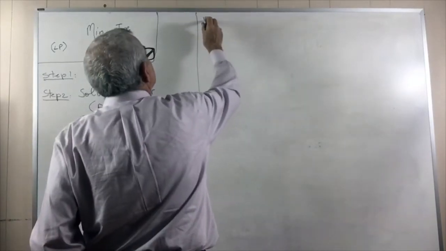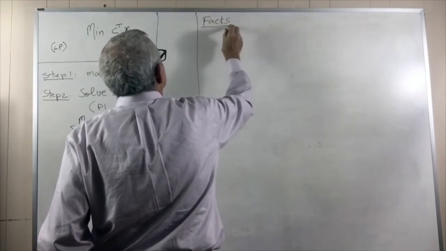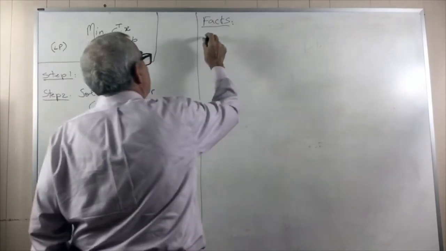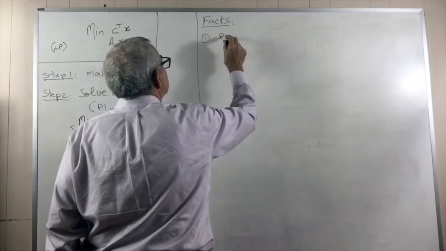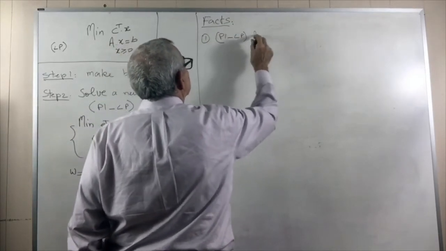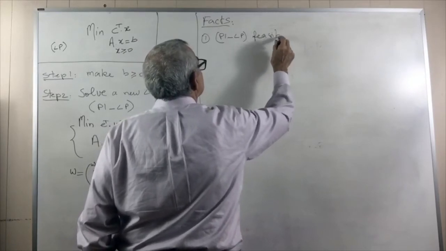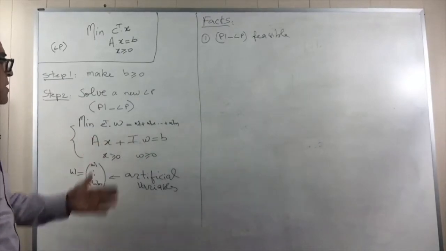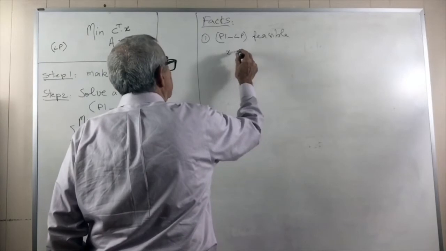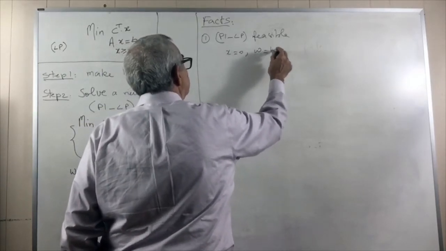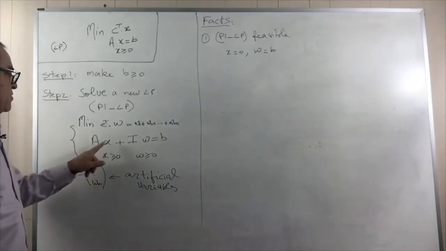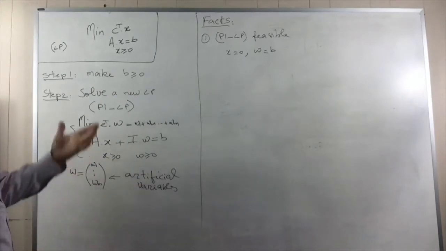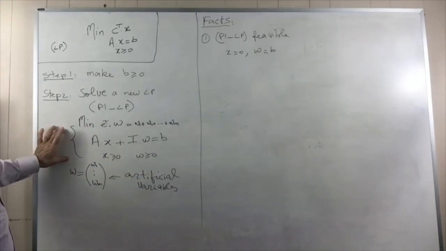So, facts. This P1LP is feasible. That's the number one fact. In other words, there are X's and W's that satisfy this set of equations. Namely, one of them is trivial: X equal to 0 and W equal to B. So that satisfies this set of equations. And remember, we made B greater or equal to 0, so W is greater or equal to 0.